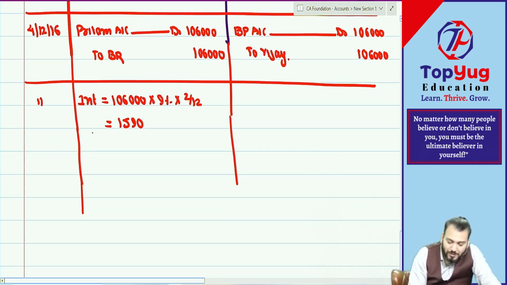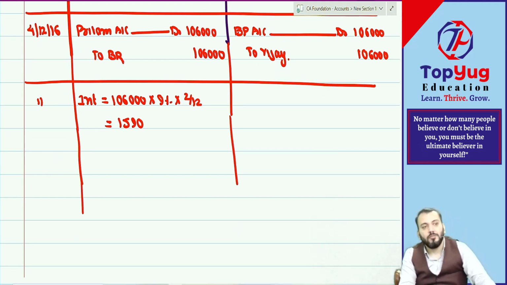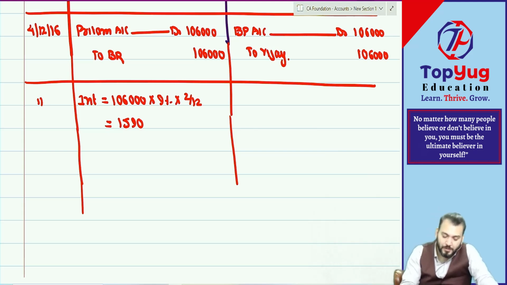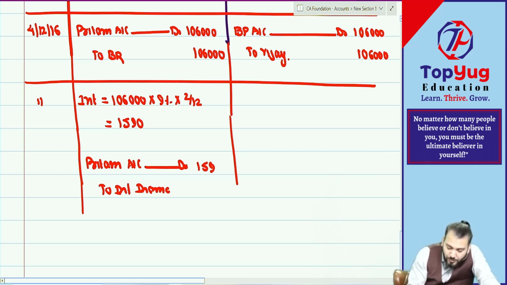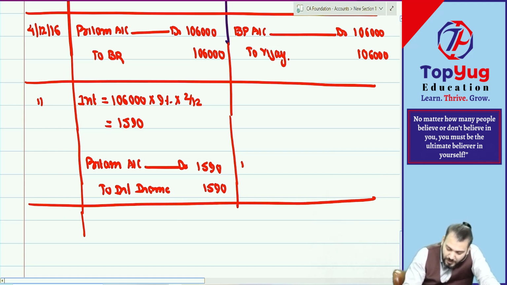What will be the journal entry? It becomes interest income in the books of Vijay and interest expense in the books of Pritham. Journal entry, tell me. So it is Pritham account debit to interest income, 1,590. What journal entry in the books of Pritham? Interest expense.